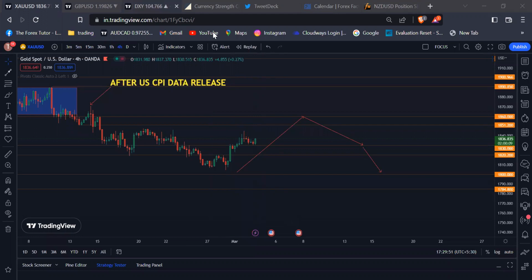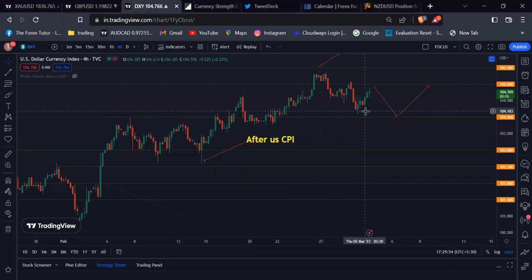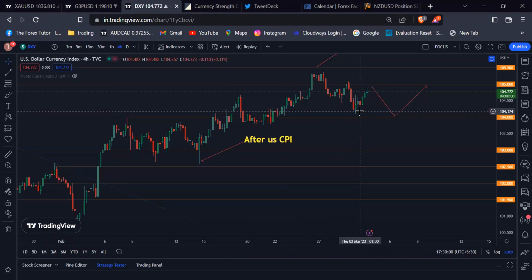So if you look at the dollar index right now, yesterday the dollar index respected the 104.00 psychological level and is moving upwards to the 105.00 psychological level. So there are two scenarios that can happen.